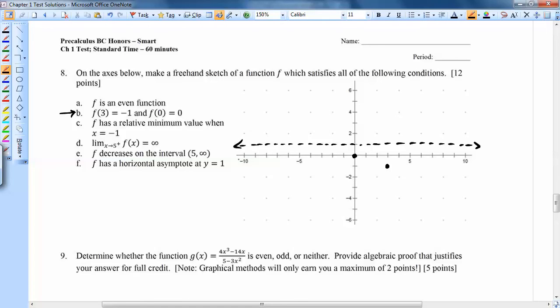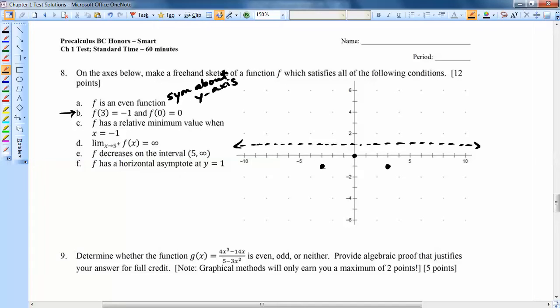Okay, let's look at A. F is an even function. Even function means symmetric about the y-axis. So that means whatever I do on the right side of the graph, I have to have a mirror image on the left side of the graph. So I plotted this point over here just a second ago, so that means I need to plot its mirror image right here. Okay, so now I'm keeping with the even.